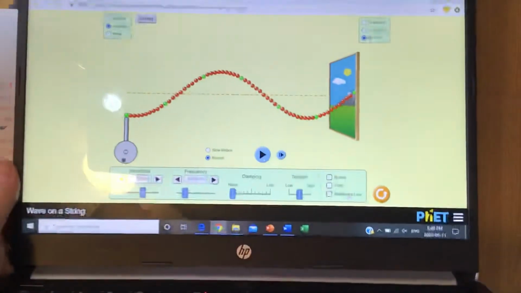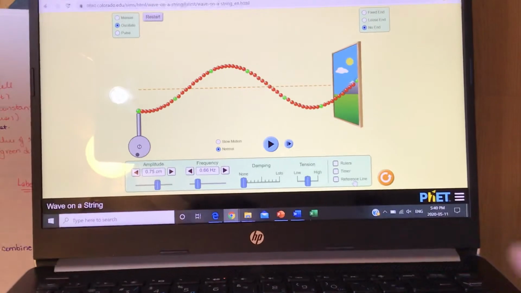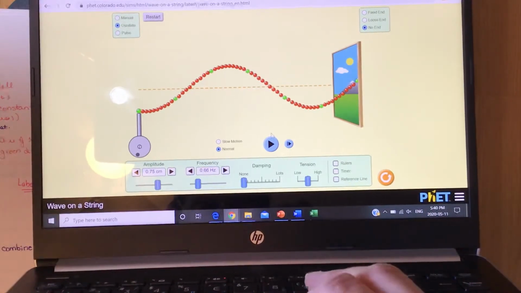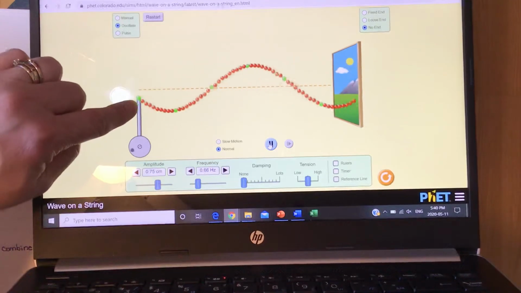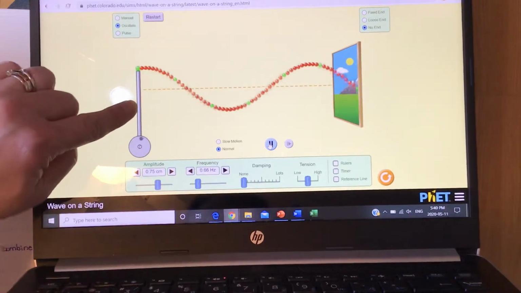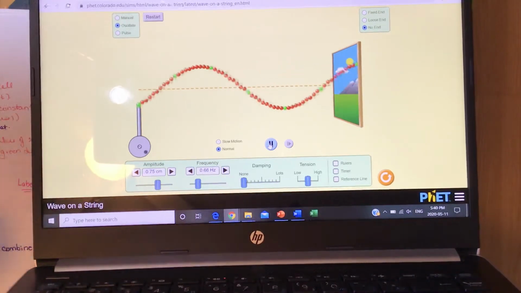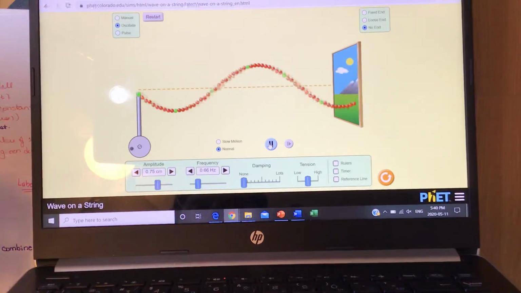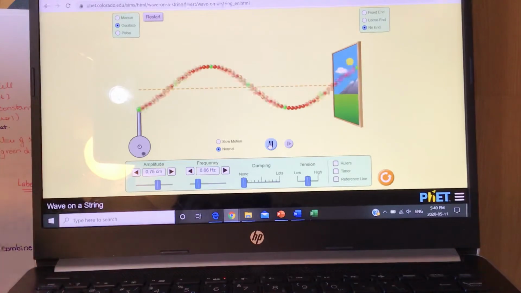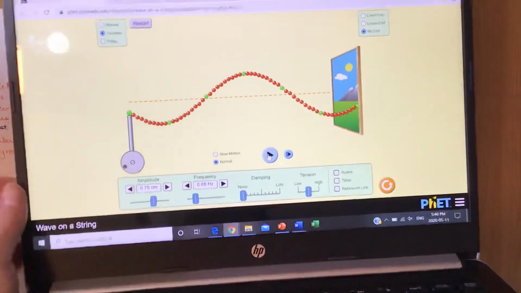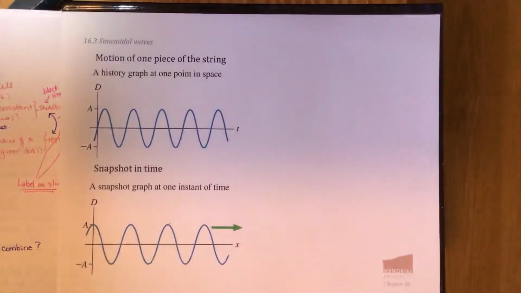Just to go back to that simulation for a second, if we look at our source, so this is our source right here, this is what's making the wave. That's moving up and down with simple harmonic motion. That makes this a sinusoidal wave. And these are the kind of waves we're going to look at for the next little while. And we're going to do lots of work on those because it turns out those kind of waves are really important.